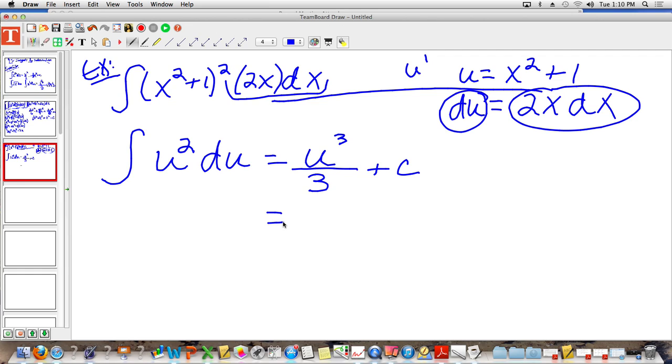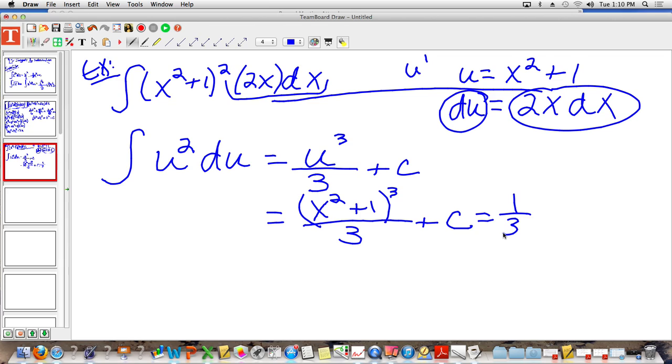All right, so this then is the same thing as u to the power of 3 divided by 3. What is u? X squared plus 1. What power do I put it to? Third. To the third power divided by 3, plus C. Is it horrible? No. This is your answer. This is the integral of x squared plus 1 squared times 2x dx. You could also write it as 1/3 times x squared plus 1 to the power of 3 plus c, but either one of these is acceptable.